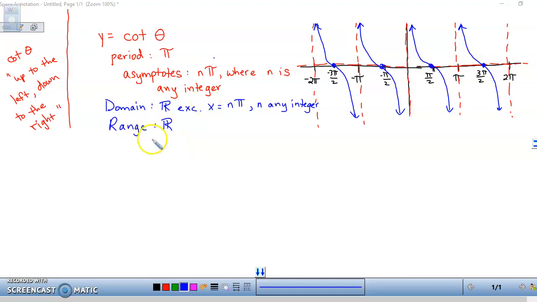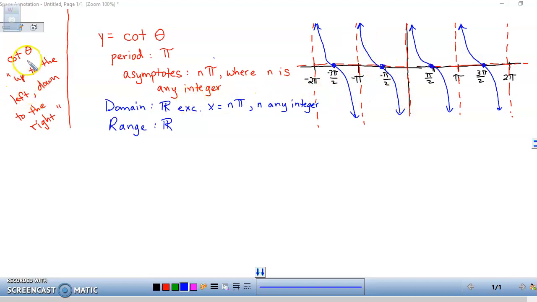The domain is all real numbers except x equals n times pi, so where the asymptotes are located, n being any integer. And our range is all real numbers, so this thing is always going to go up forever and down forever. And on the cotangent graph, again, you go halfway between the asymptotes, that's where you'll find a midpoint, and then the graph, you will notice, rises to the left and falls to the right. So it's basically the reciprocal of tangent. It's going the opposite direction.